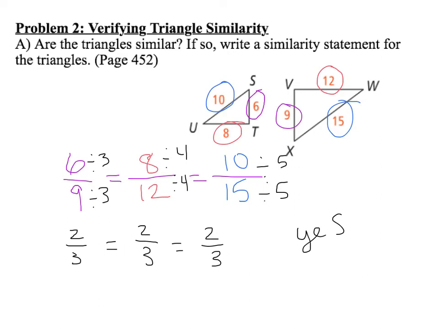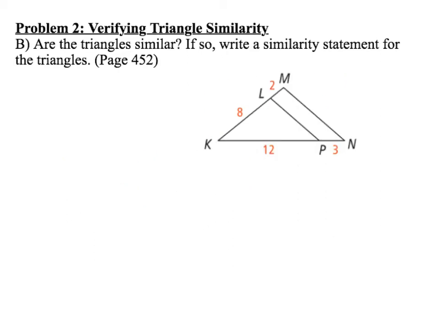So we need a similarity statement. Triangle STU is similar to triangle XVW by side similarity. All the sides are proportional, so yes, they are similar. This next one we're going to come back to together, so leave it blank for now.